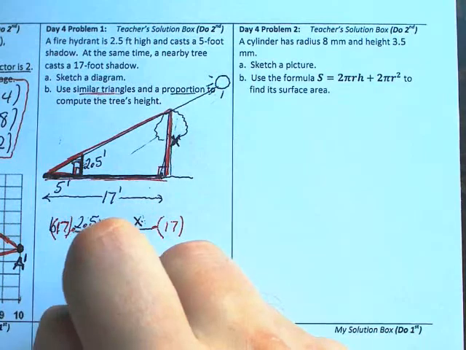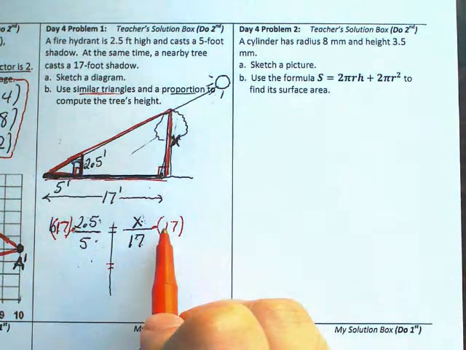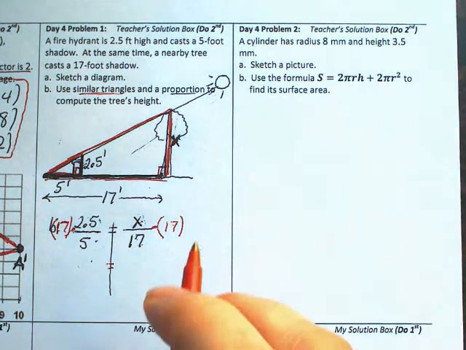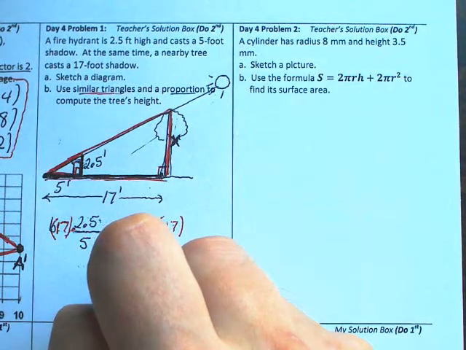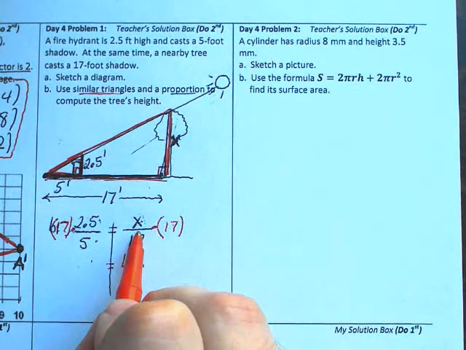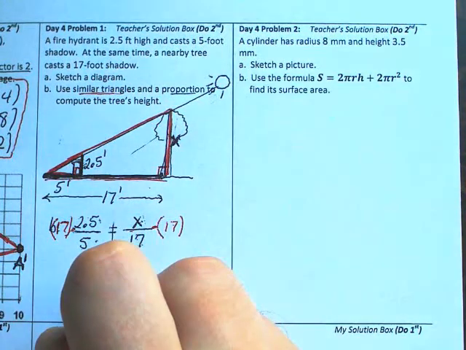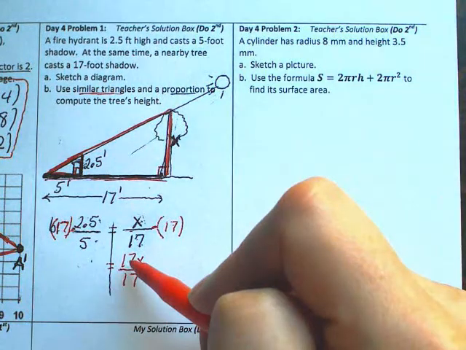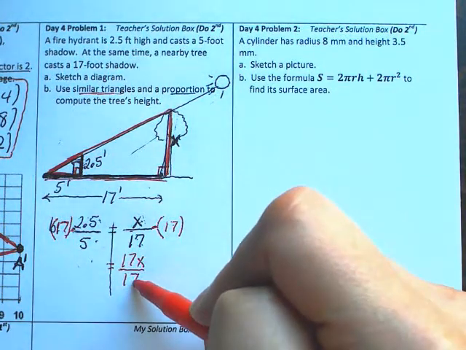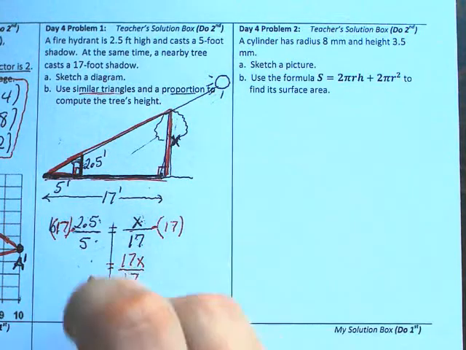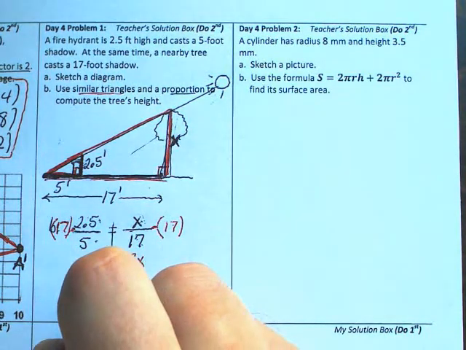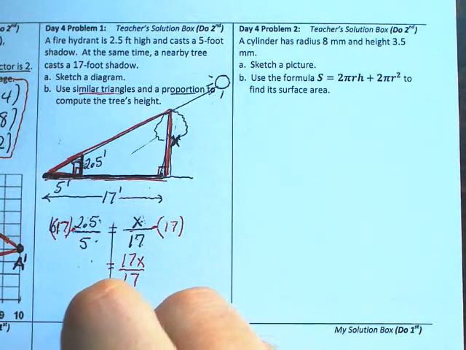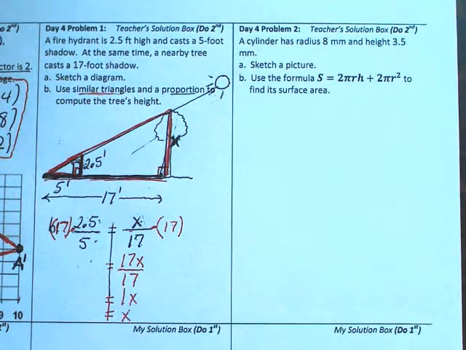Now, figuring out what happens when we do that. X times 17 makes 17x. And it still has a denominator of 17. But 17 divided by 17 is 1. And so this is going to reduce to 1x. And 1x is just x.